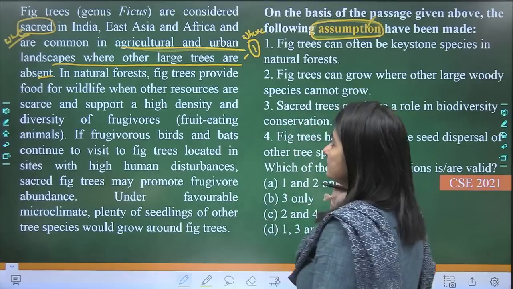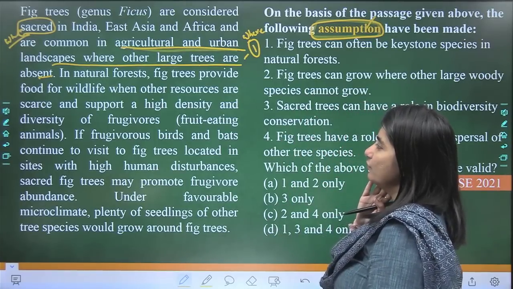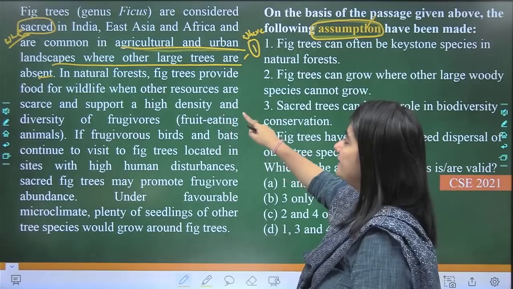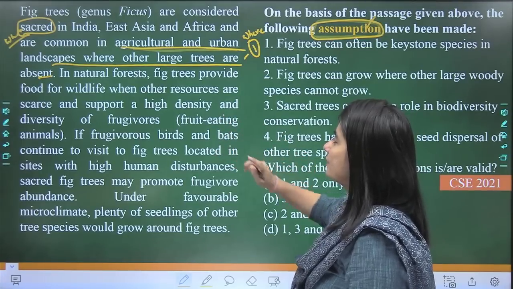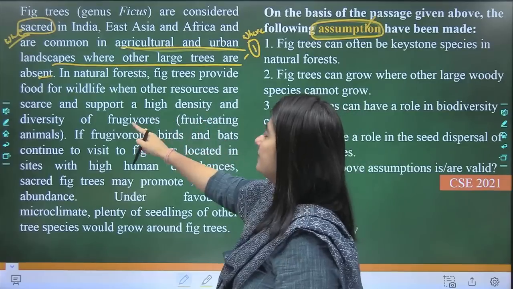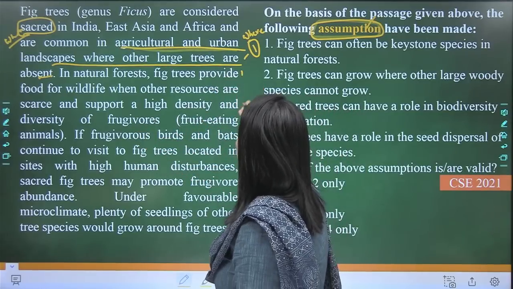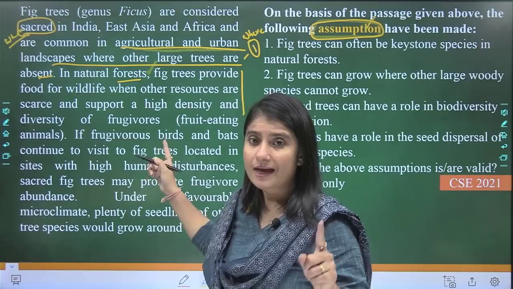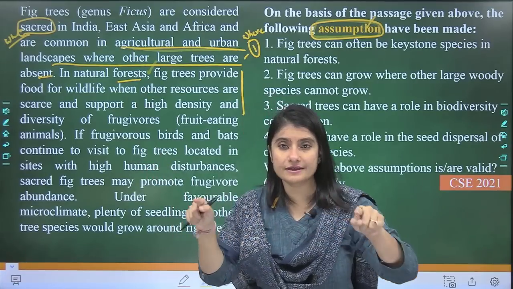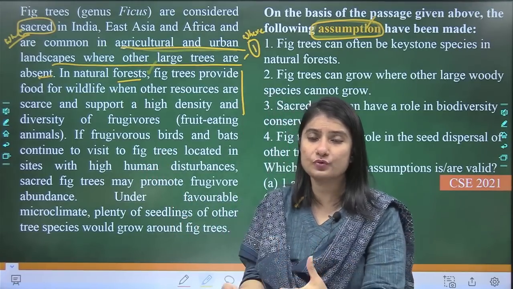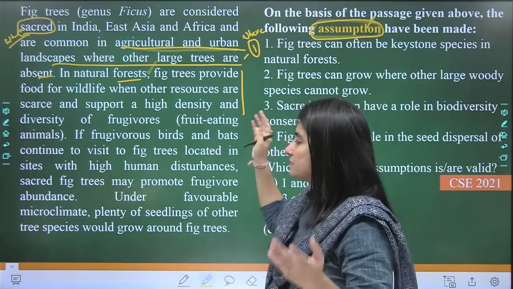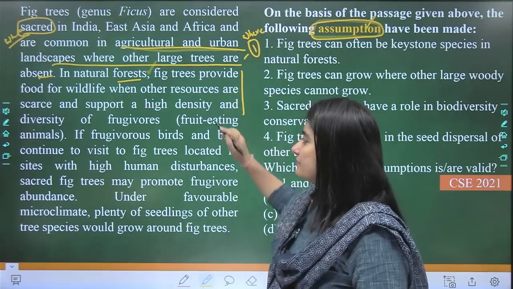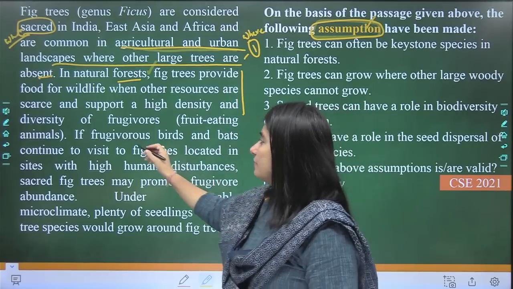In natural forests, fig trees provide food for wildlife when other resources are scarce and support a high density and diversity of frugivores. So here what is it saying? They are found in forests also, and when there are no other trees which are fruit bearing or which are not able to provide food to the animals, birds or any other wildlife, then these will support frugivores.